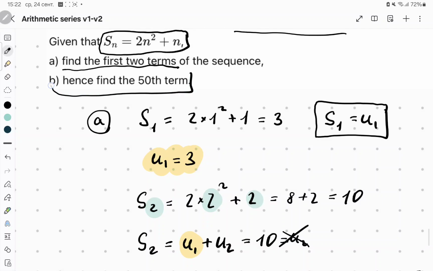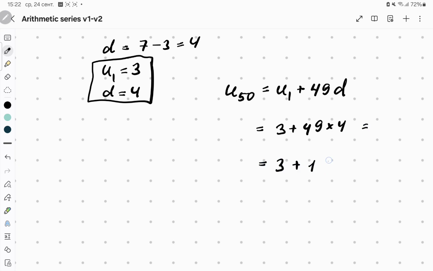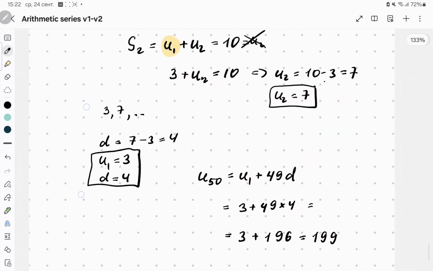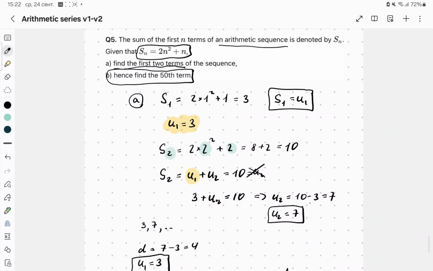Hence find the 50th term. It means that again we will use the previous formula of the general term. U50 is equal to U1 plus 49D, and it is equal to 3 plus 49 times 4. Okay, 49 times 4 is 196, so 3 plus 196, and altogether it will be 199. That's how it works. So the solution is short but a bit tricky.